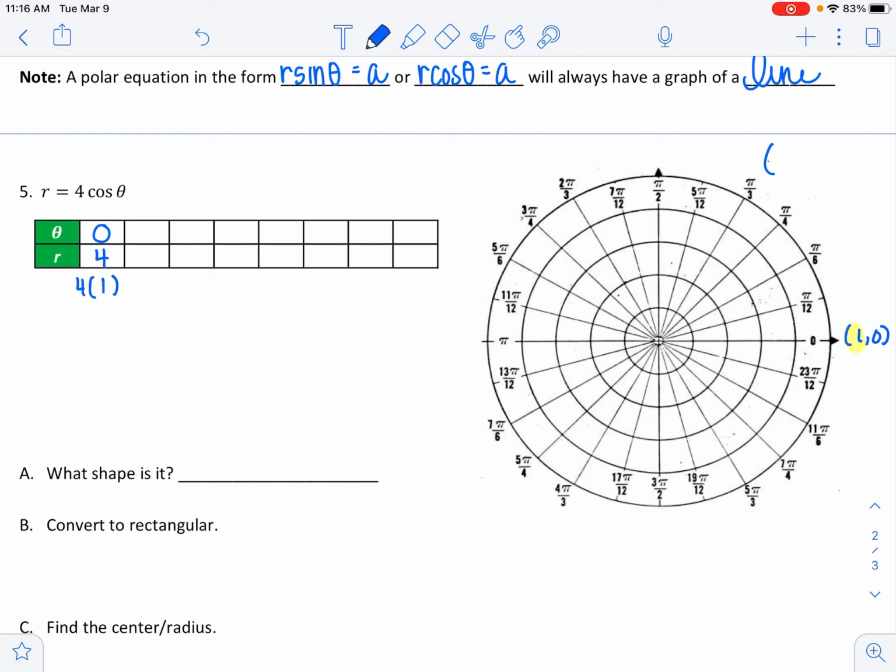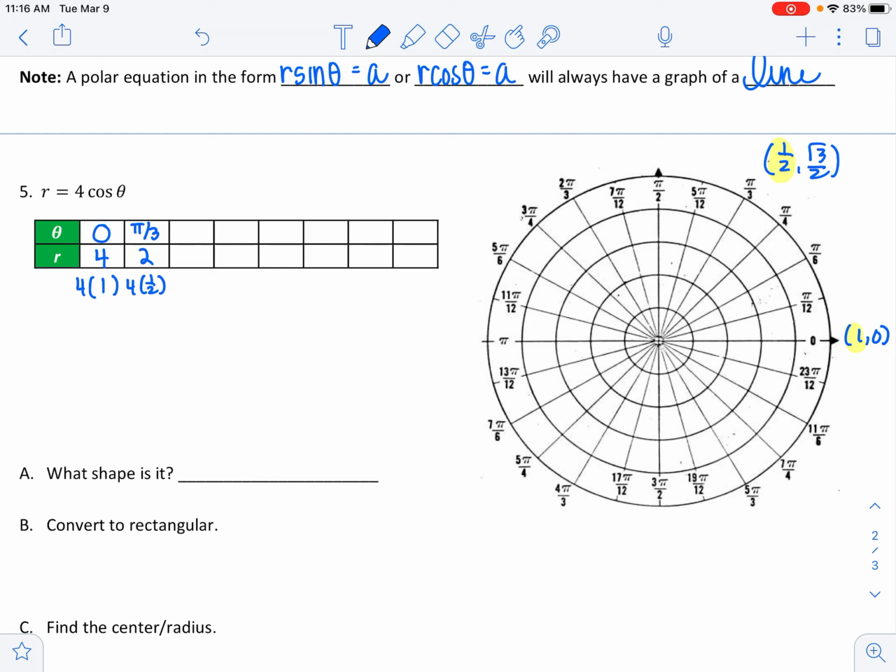I'm going to skip over it. I'm not sure what it is. But when I get to pi over 3, that's 1/2, root 3 over 2. Cosine's 1/2, so that I can do 4 times 1/2 in my head. So I'm going to do pi over 3 next. And that is 4 times 1/2, which is 2.